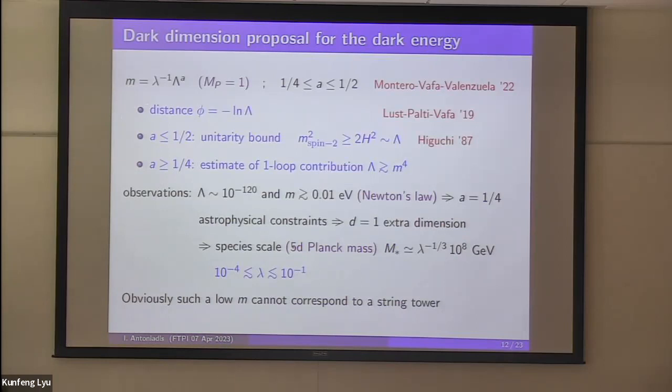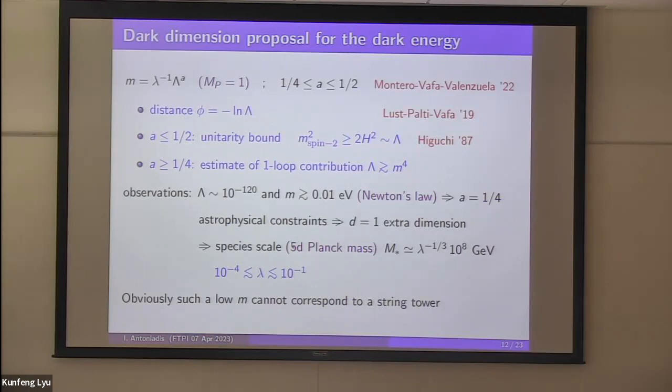So it's a scale associated to a tower of light particles, which should satisfy a relation like this, where lambda is a proportionality factor which will be discussed later on, and Lambda is the cosmological constant in Planck units to the power a, where a is bounded in this way. Now, the first point to justify this relation is that the distance is proportional to the logarithm of the cosmological constant. This relation was shown in anti-de Sitter vacua and was extrapolated to de Sitter. So that was one assumption.